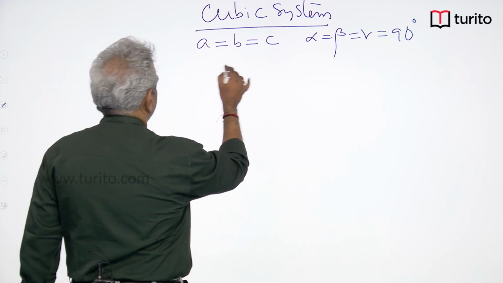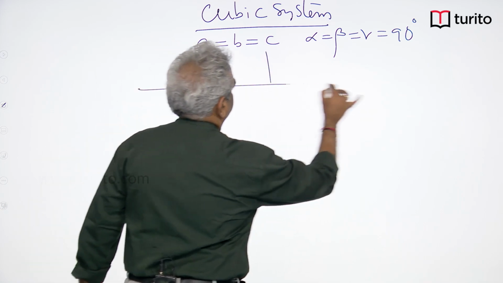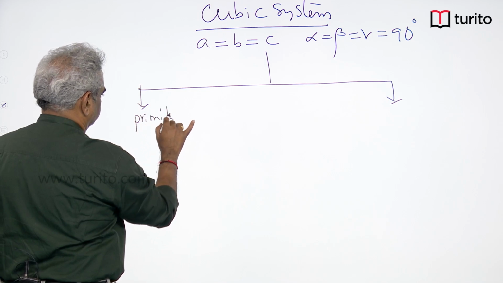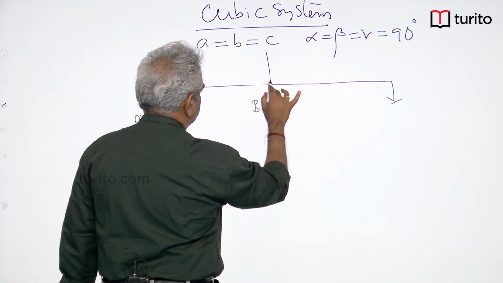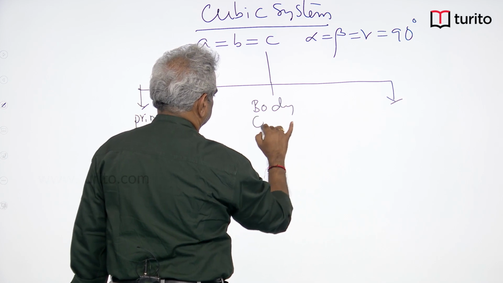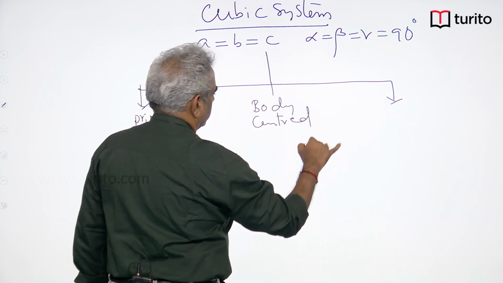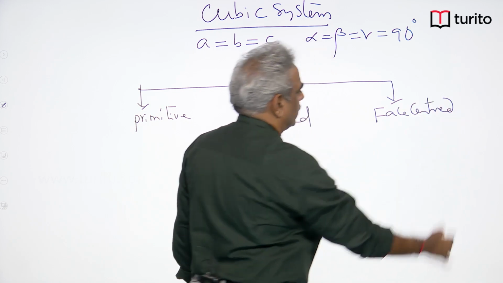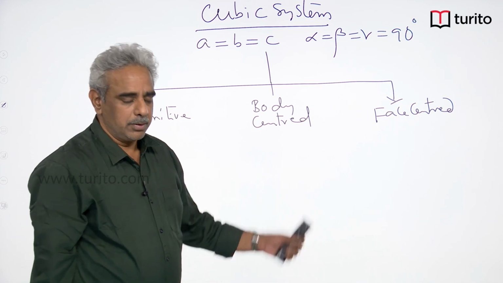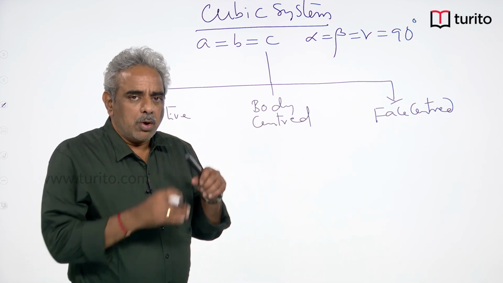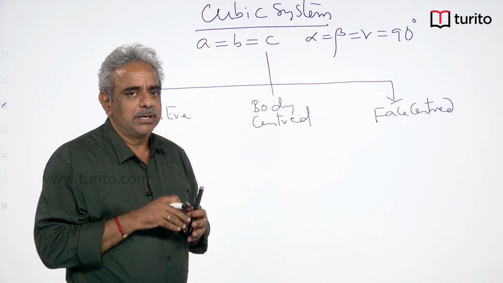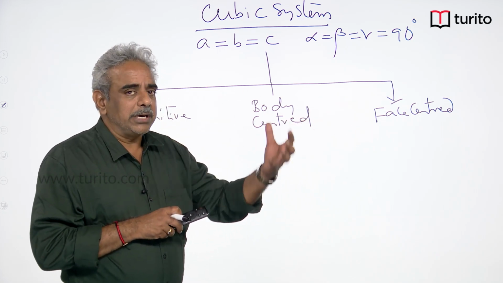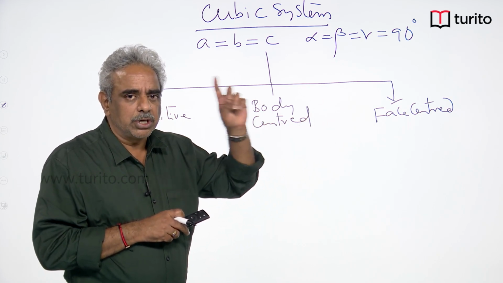What are they? Primitive, body centered, face centered. We have got 3 varieties of unit cells, right? Now let us dedicate this class to clearly understand various parameters pertaining to these 3 varieties of unit cells.